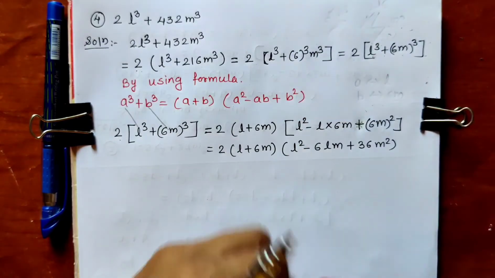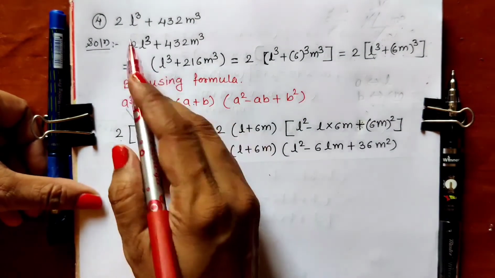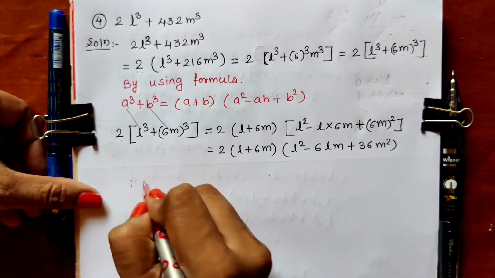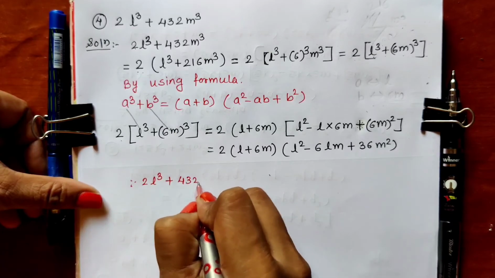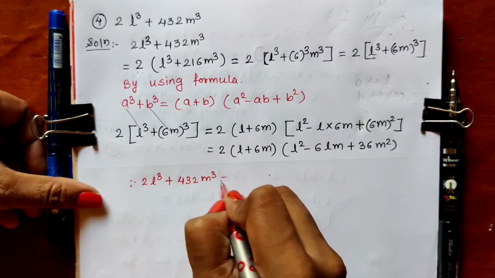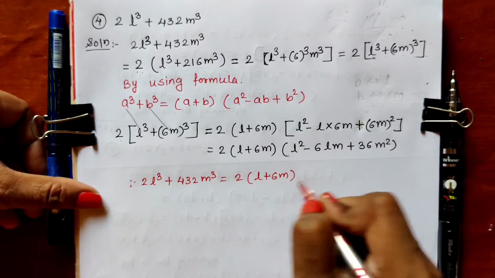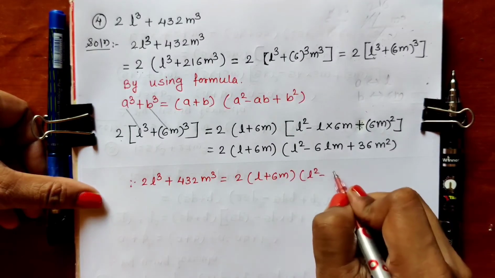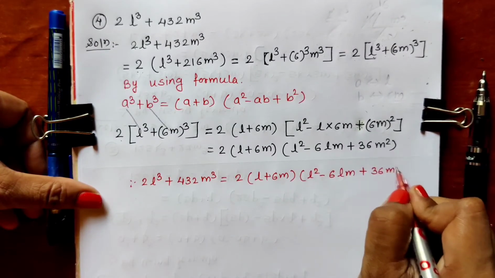Okay, now we will be writing the answer in the end. Again write the question. Therefore 2L cube plus 432m cube, the factors are 2, in the first bracket L plus 6m, in the second bracket L square minus 6lm plus 36m square.